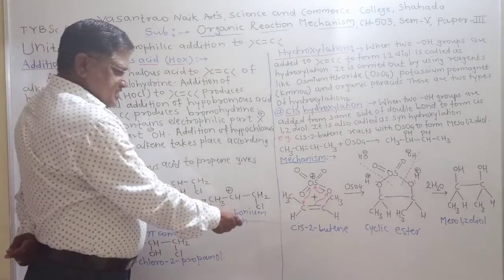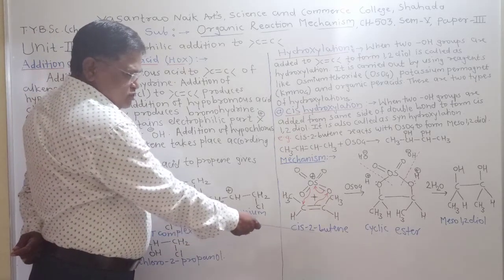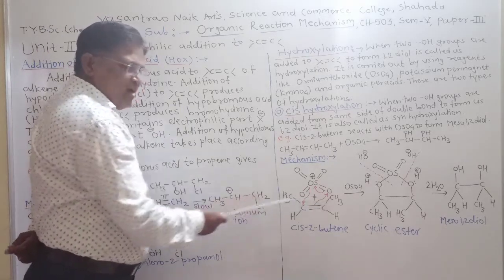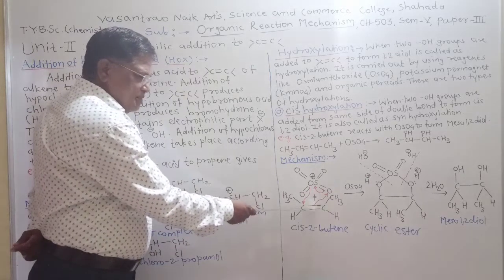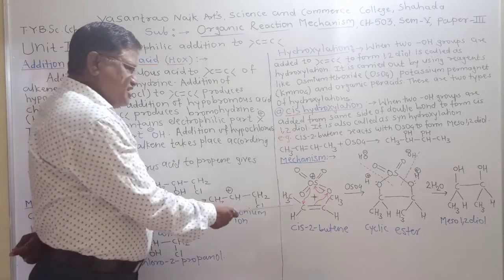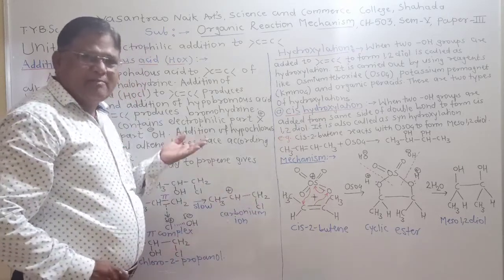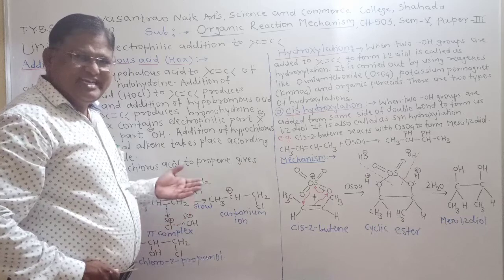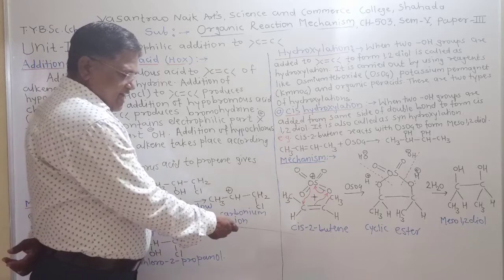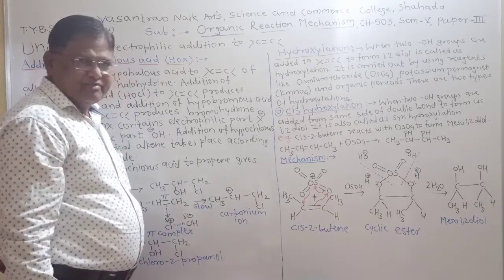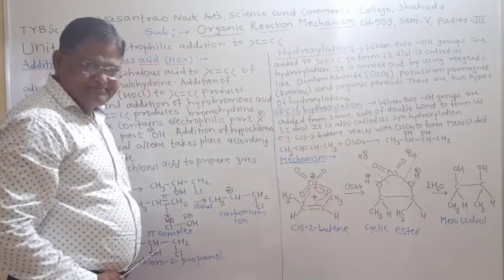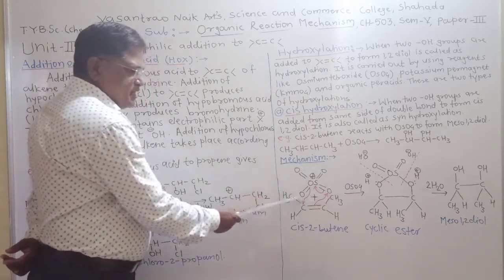Now in this cis-2-butene, both similar CH3 groups are on the same side of the carbon-carbon double bond, so it is called cis-2-butene. It means both CH3 groups are on the upper side of the carbon-carbon double bond. That means they are on the same side, and therefore it is called cis-2-butene. When this cis-2-butene reacts with osmium tetroxide, now this is the structure of osmium tetroxide.